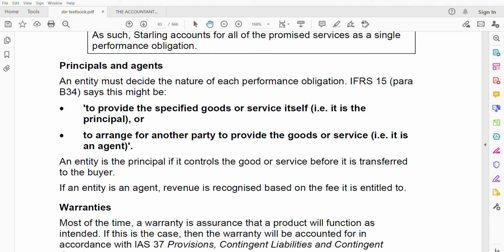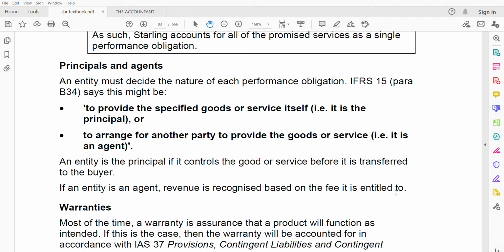Principal and agents. They must decide the nature of each performance obligation. So to provide the specified good or service itself, that means you are the one selling the goods and services on your own. You are the principal. But if you are telling someone else to sell those goods and services on your behalf, then he's an agent for you. You're hiring an agent to do that. You are arranging another party to provide the good or services. It is an agent. So an entity is the principal if it controls the good or service before it is transferred to the buyer. If the entity is an agent, revenue is recognized based on the fee it is entitled to.